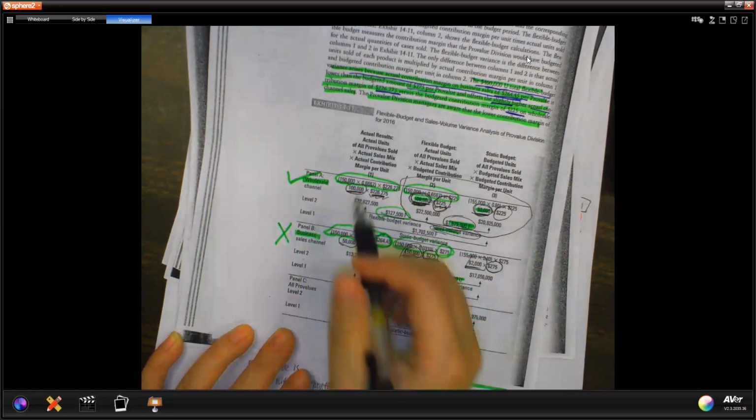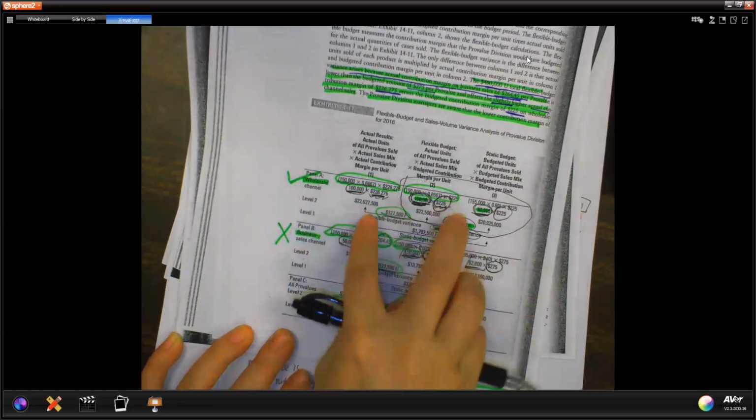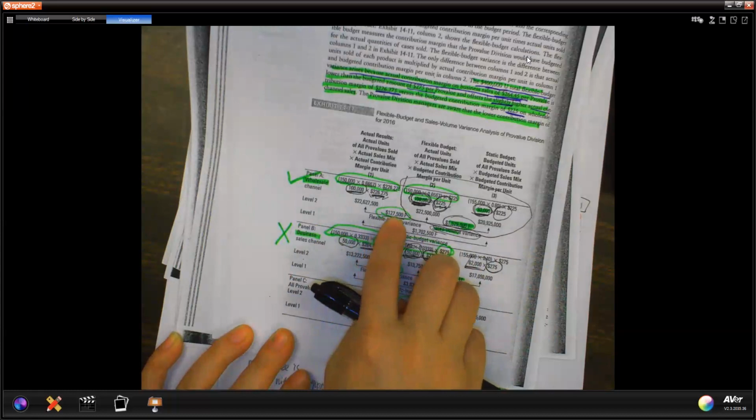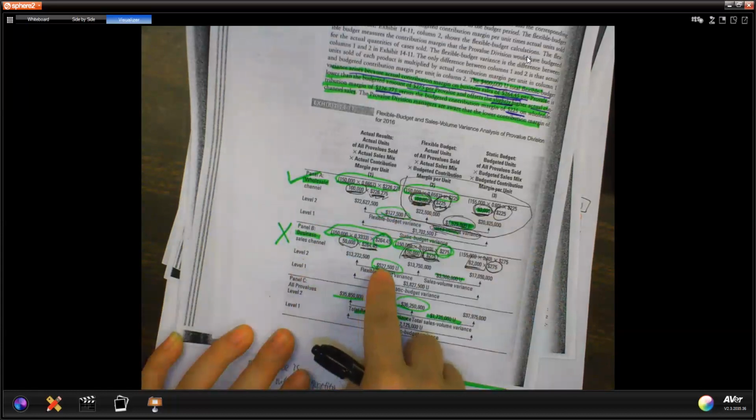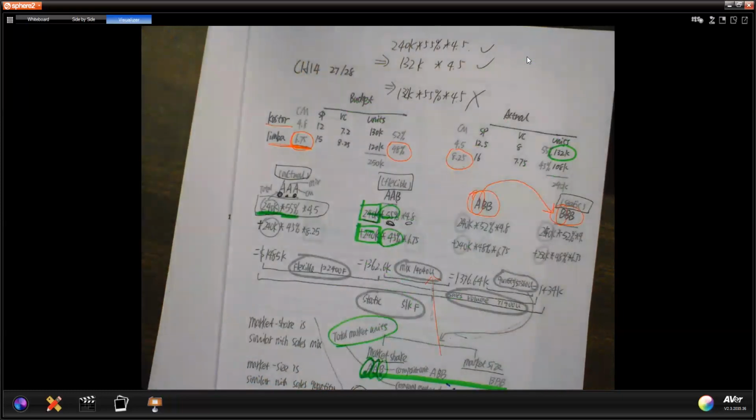Never ever use 100,000 times your percentage one more time. If I said, what's your first channel? It's 127.5 thousand favorable. What's your second level? It's 527.5 thousand unfavorable. What's the company level? You add those two, 400,000 unfavorable. So first department, second department, total department, total company. That's the main thing here I just want to point out.